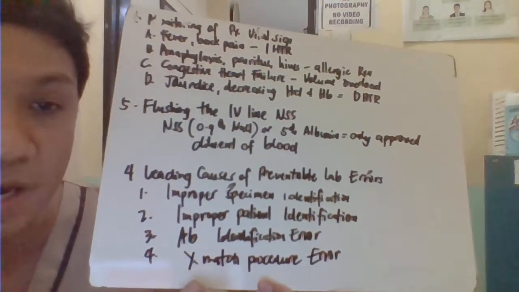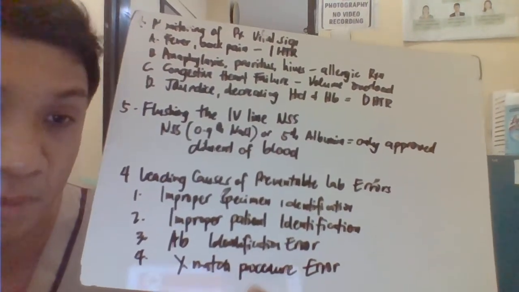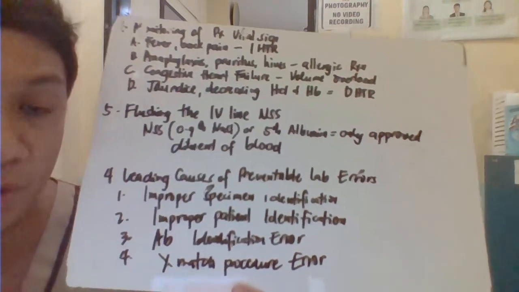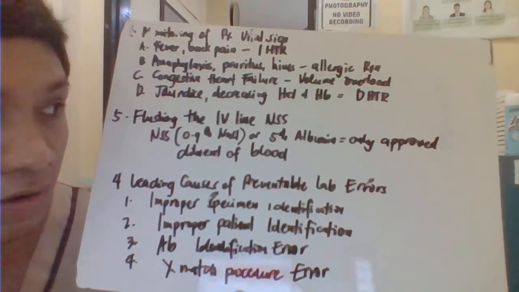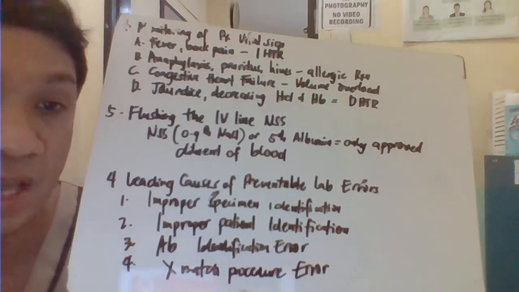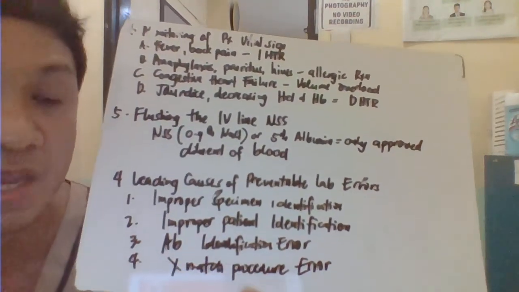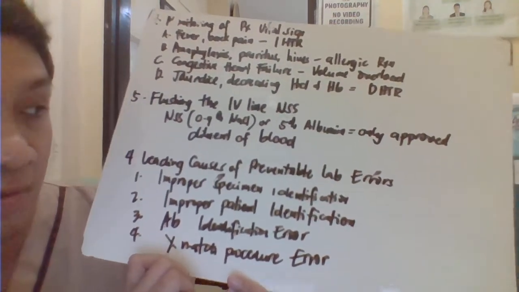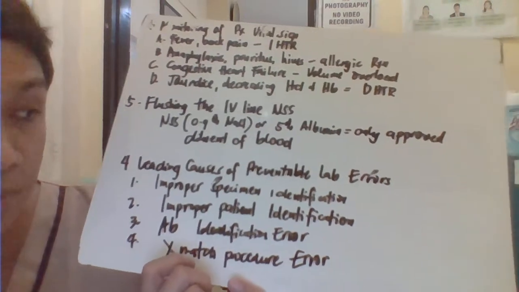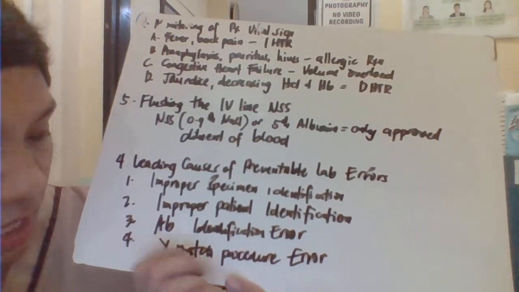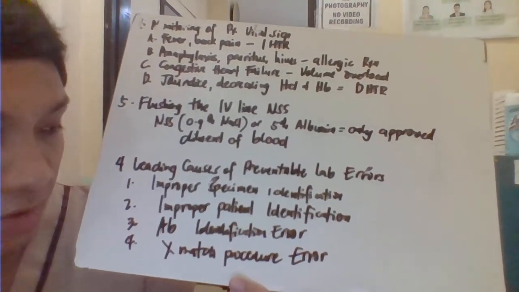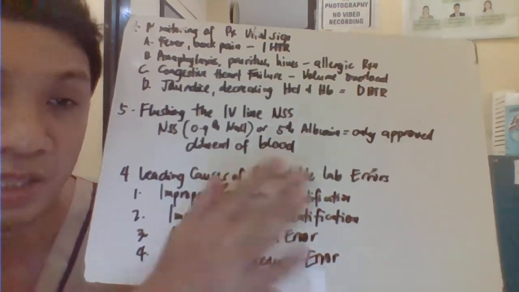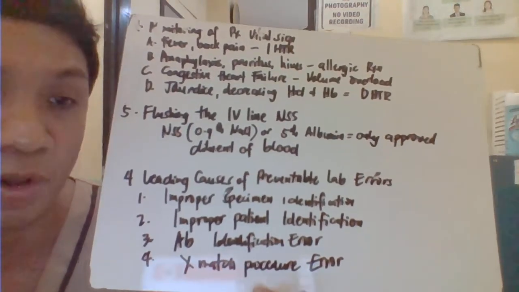So in case of an incident during the blood transfusion, you need to stop the transfusion. You can flush the IV line with NSS or 5% albumin. That's the only approved diluent to flush the line and reduce the incidence of reactions. The leading causes of preventable lab error are improper specimen identification, improper patient identification, antibody identification error, and cross-match procedure error. That relies on the medtech in the laboratory, which is why we need to perform all the procedures correctly.